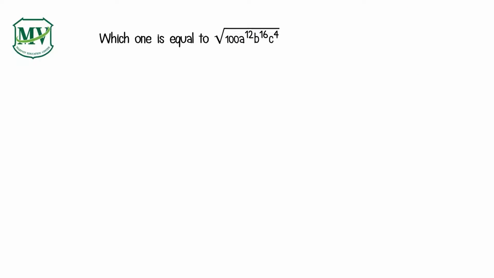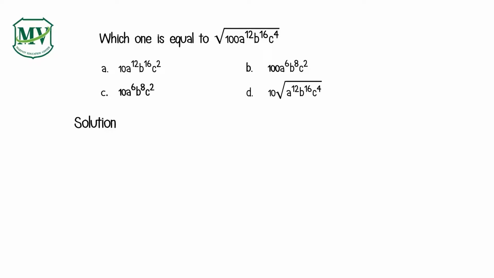The question is, which one is equal to square root of 100, a raised to 12, b raised to 16, c raised to 4? Letter A, 10, a raised to 12, b raised to 16, c raised to 2. Letter B, 100, a raised to 6, b raised to 8, c raised to 2. Letter C, 10, a raised to 6, b raised to 8, c raised to 2. And letter D, 10, square root of a raised to 12, b raised to 16, c raised to 4. Let's see the solution.